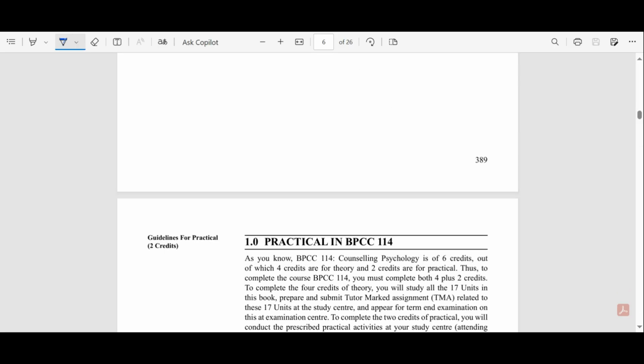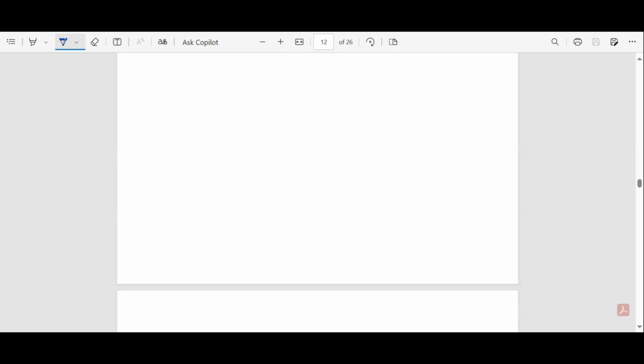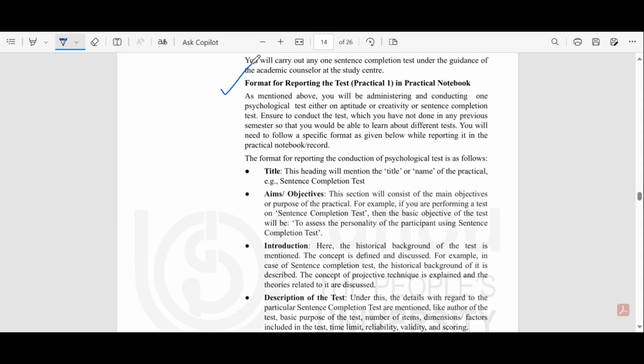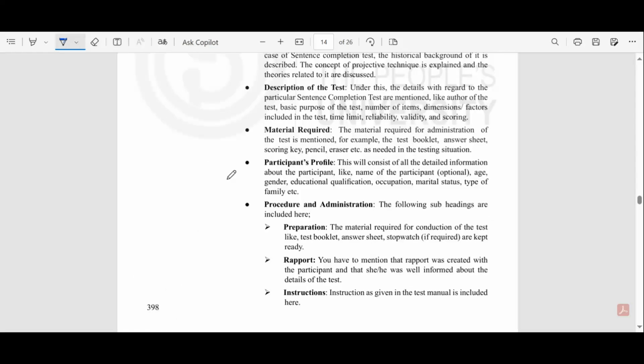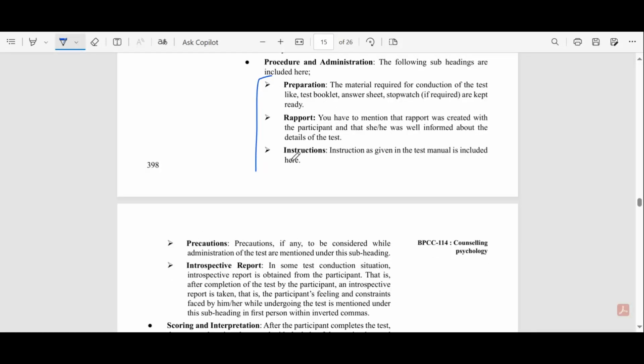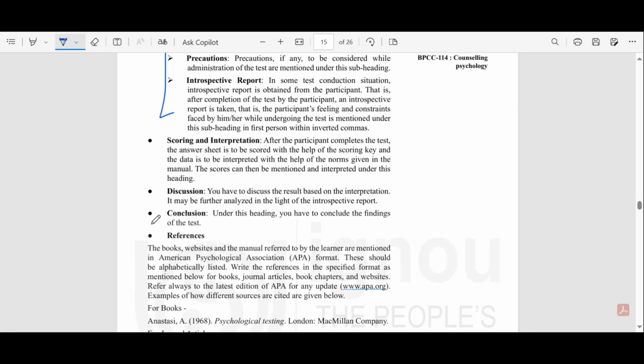तो ये सब आप इसमें से पढ़ सकते हो, राइट? सो आई होप आप लोगों को ये समझ में आया होगा. So the format of the report of the test, of practical 1, that is: title, objective, introduction, description, material required, participant profile, procedure and administration. So in procedure and administration you have to write all of these things, right? Do not skip any of this. Then you have to write these two in the procedure and administration only. At the end you have to write a conclusion, reference also.